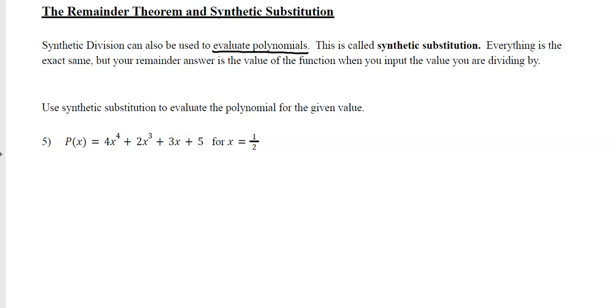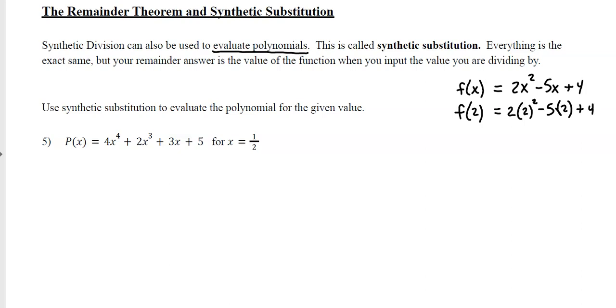So if I had something like f of x equals 2x squared minus 5x plus 4, and I'm asked what f of 2 equals, we had to input the 2 and plug it in. You go 2 times 2 squared minus 5 times 2 plus 4. Then you get an answer. So that'd be 8 subtract 10 plus 4, negative 2 plus 4. Looks like f of 2 comes out to be 2, which is kind of weird, but I just made it up.